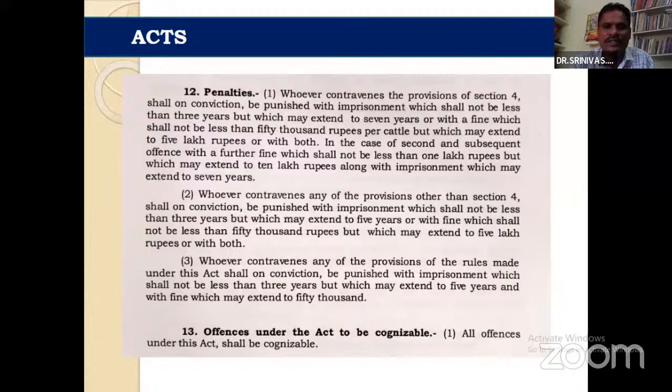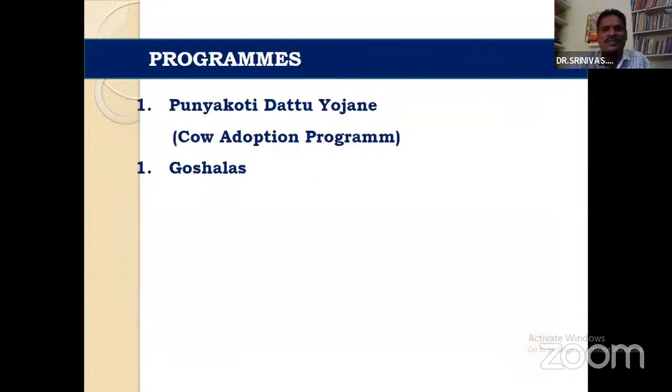One may ask, when such stringent acts are there, who will look after all these animals? So we have some programs, the last ones you can see: Punya Koti Dattu Yojana and Goshalas. You would have read in newspapers that many Goshalas have been opened by the government. Around 200 private Goshalas are there in Karnataka, and more than 100 Goshalas are opened with government help, with one Goshala in every district and even in Talukas. The animals can be left in the goshalas, and veterinarians will look after all those animals.